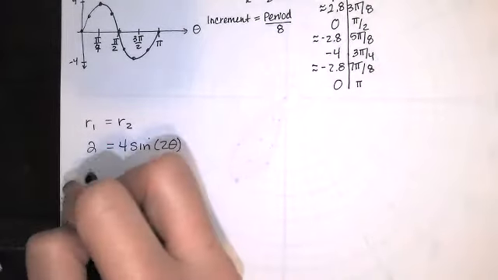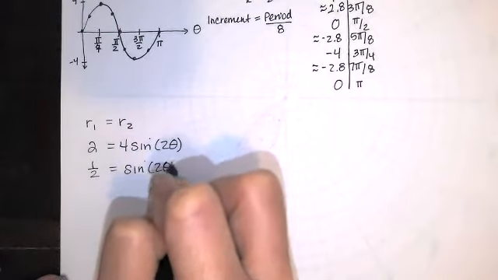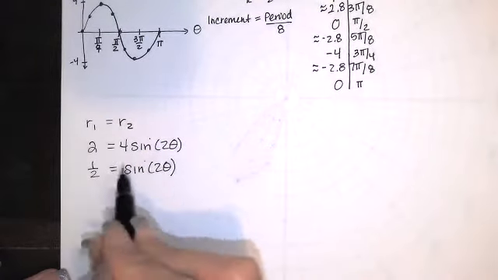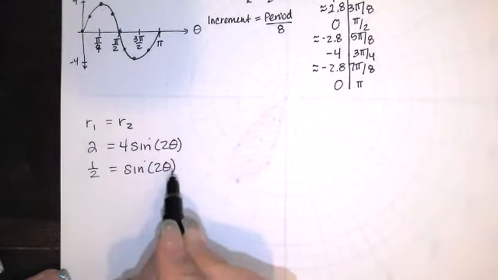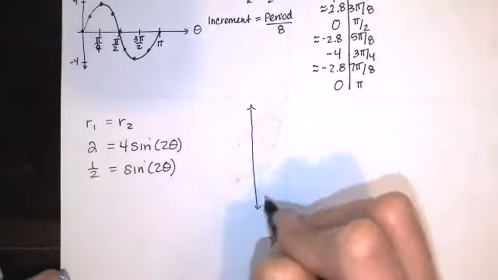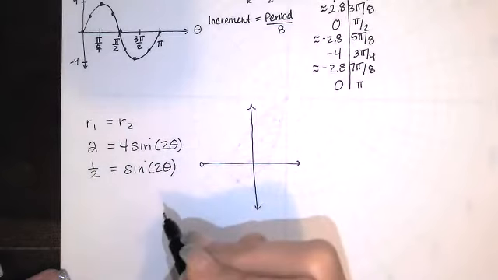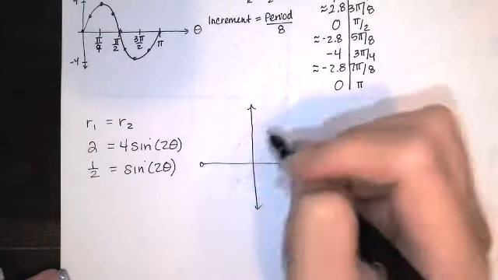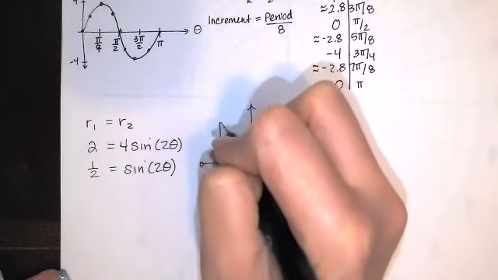So I'll divide both sides by 4, and I get sine of 2 theta is equal to 1/2. So I will solve this on the interval where 2 theta is between 0 and 2 pi. And sine is positive in quadrants 1 and 2. Sine's positive where y is positive.